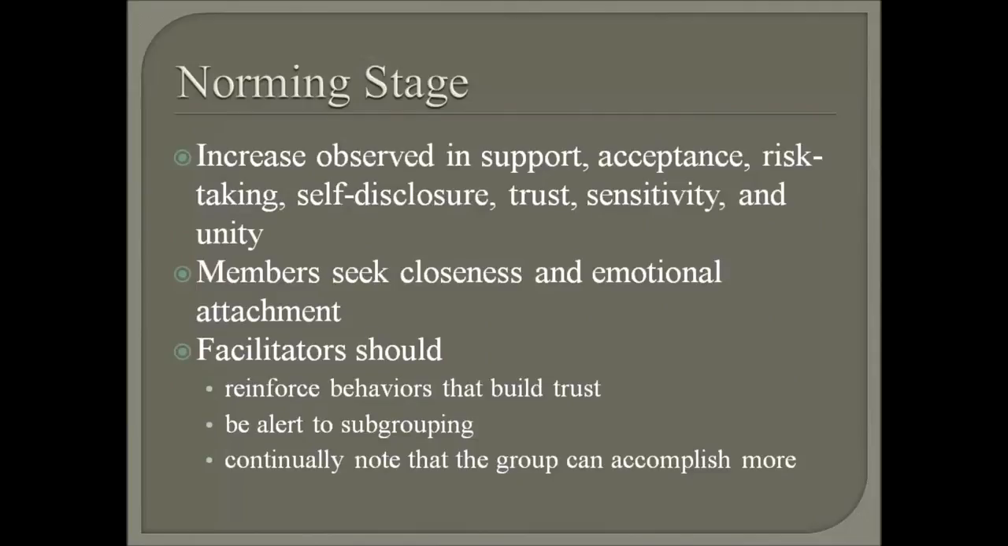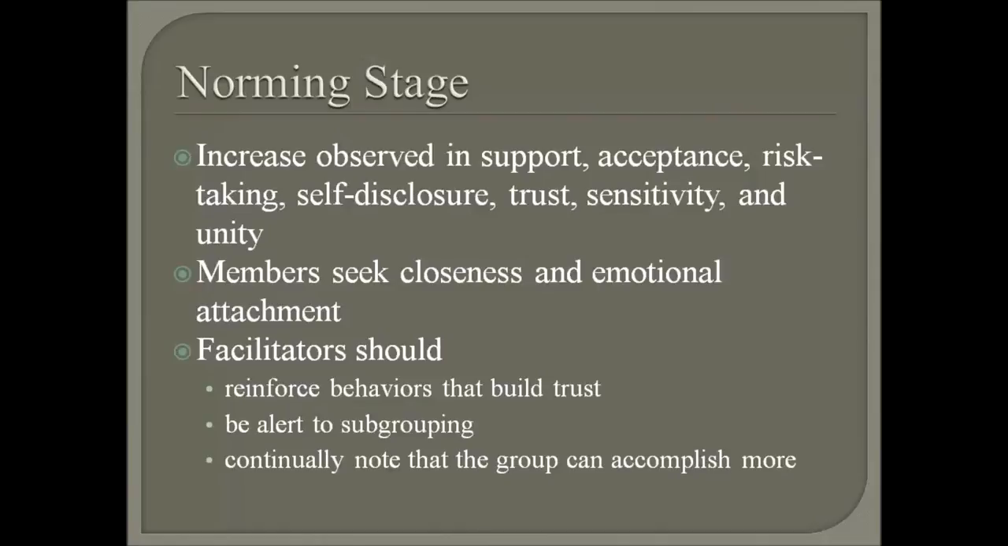Moving on to the norming stage. In this stage, there's an increase observed in support, acceptance, risk-taking, self-disclosure, trust, sensitivity, and unity. Members seek closeness and emotional attachment to other group members. So in this stage, the dynamics more or less settle down after the storming stage, and the group is viewed by the majority of the group members, if not all of the group members, as a much safer place.